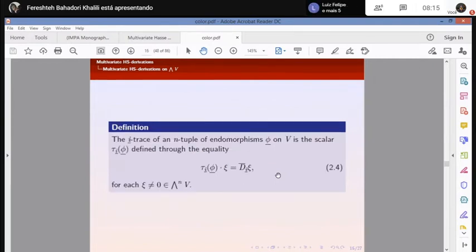Now we define the I-th trace of this n-tuple of endomorphisms to be a scalar satisfying this equation, just like the eigenvalues of these operators D bar I. Now I'm going to somehow prove the theorem, but with an example, I will show what I want to prove, and then we reach the theorem.